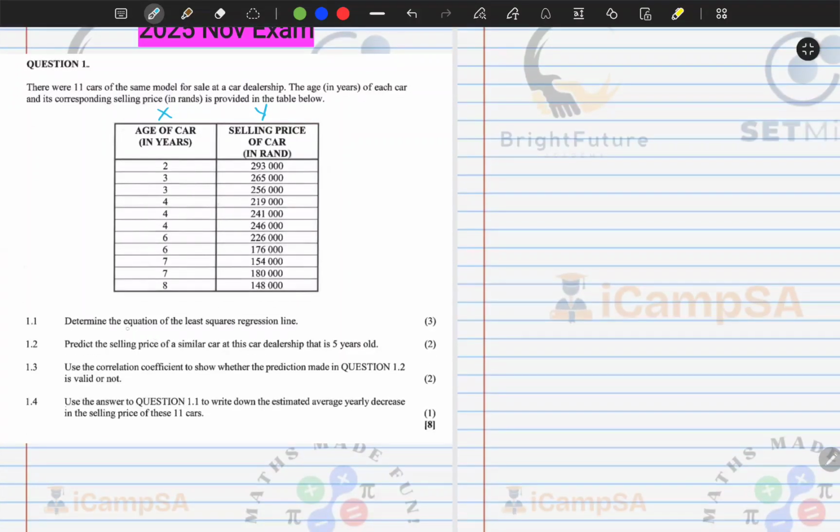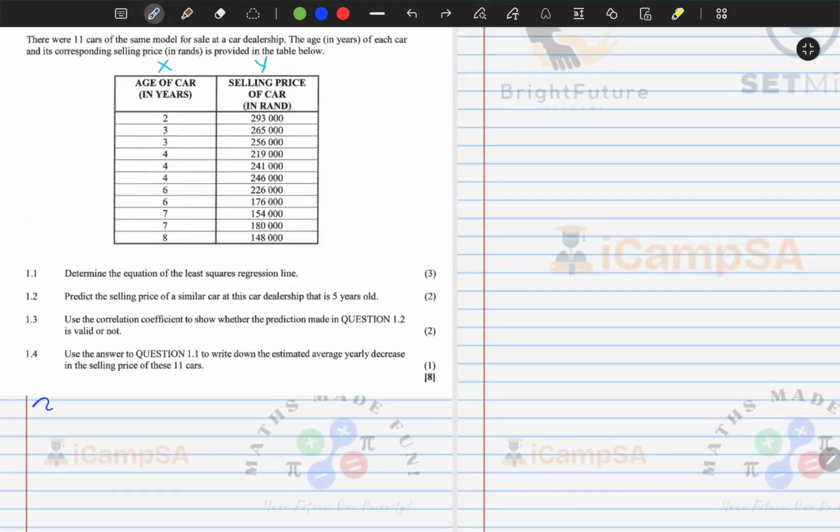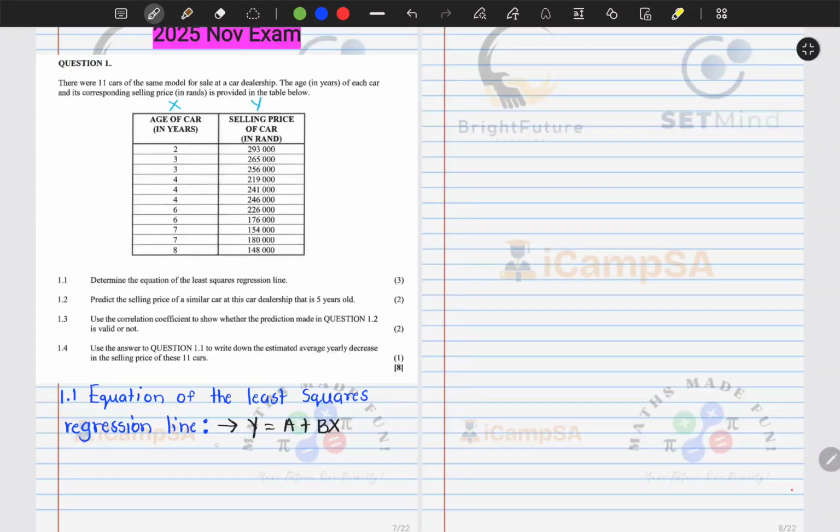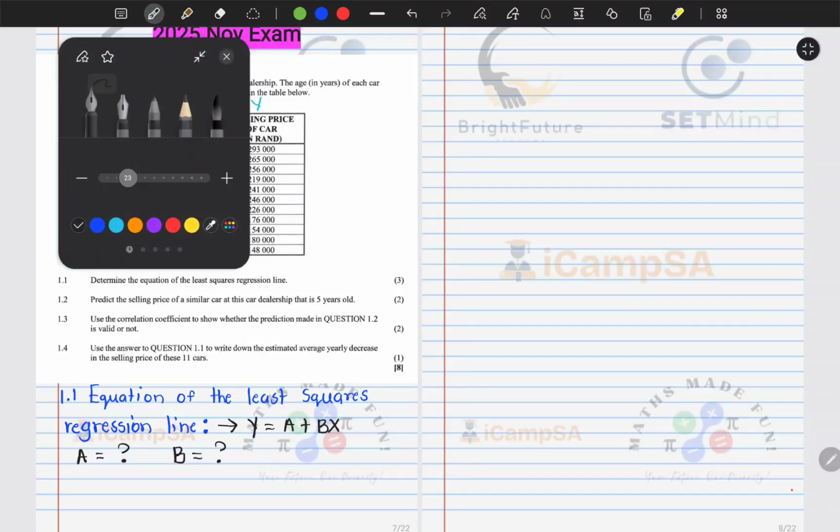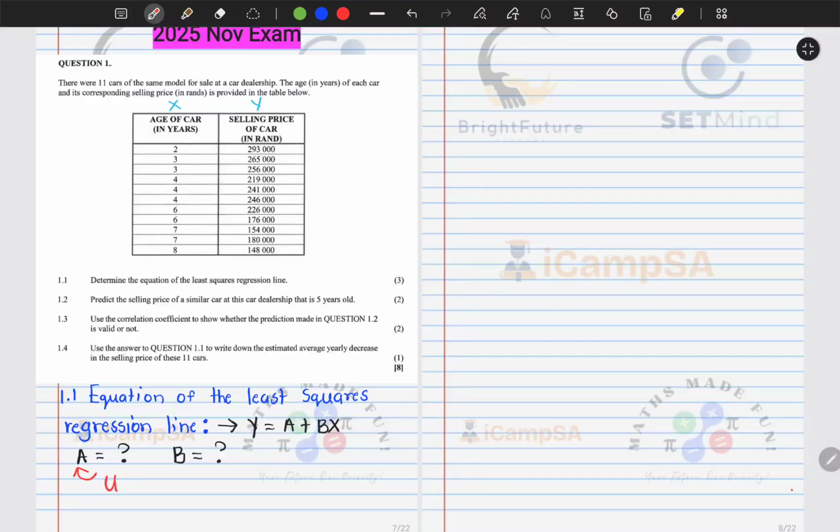Then they say determine the equation of the least squares regression line. Remember, we did speak about this previously, 1.1. Whenever they speak about the equation of the least squares regression line, they're talking about y equals a plus bx. So essentially, the question we need to ask ourselves is, what is A going to be, and what is B going to be equal to? In order to answer these questions, we are going to use your calculator.